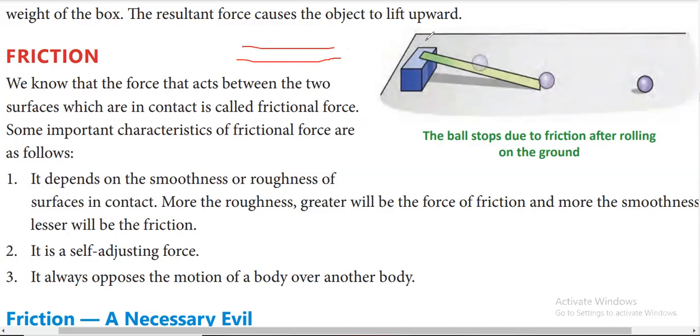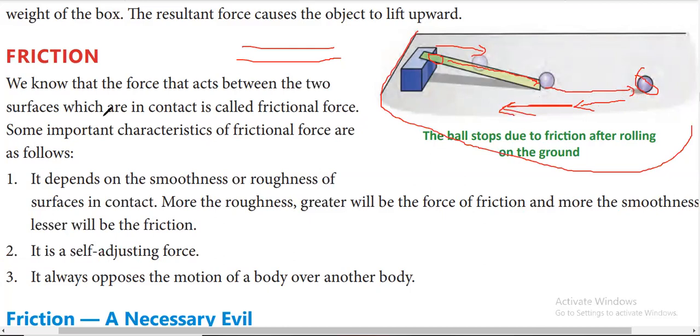Suppose by this picture we can try to understand. When we roll a ball from here, the ball moves in which direction? Downward, because of gravity. This ball is rolling in this downward direction. Then we see that after some time the ball stops. Why? Because the rough surface of the soil applies force on the ball in the direction opposite to the movement, in this direction. The surface on which the ball is rolling applies an opposite direction force. This force is frictional force. So the ball stops, and the smoothness or roughness of the surface self-adjusts how much friction there is.